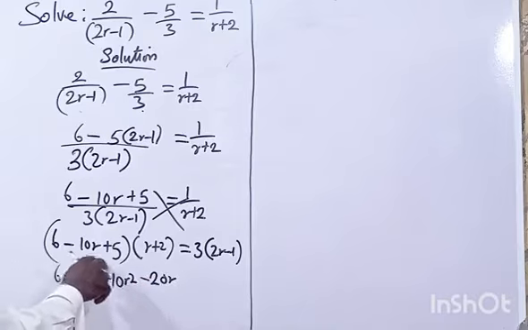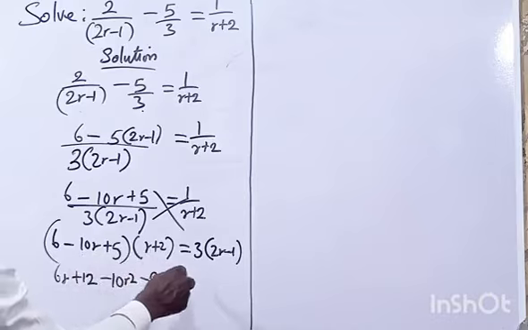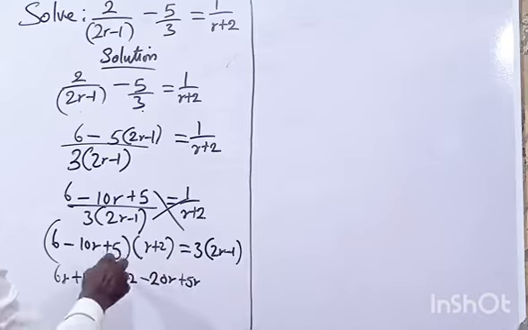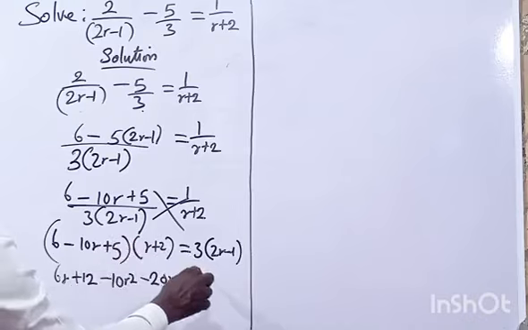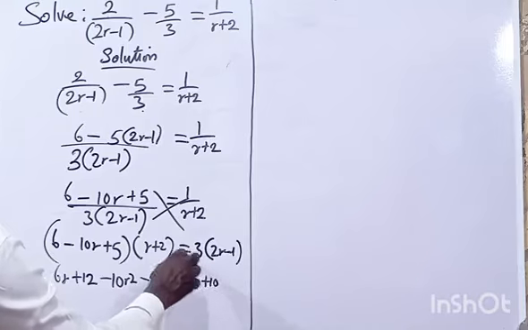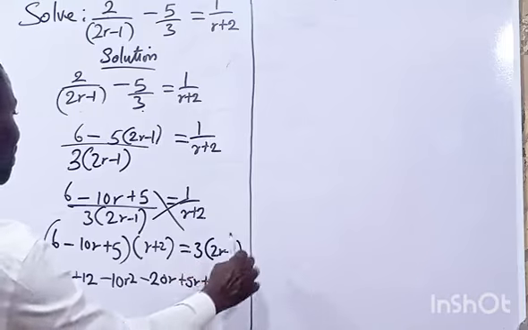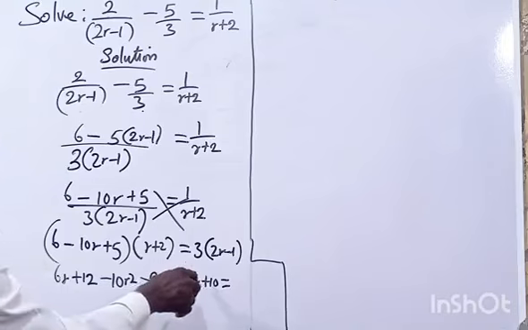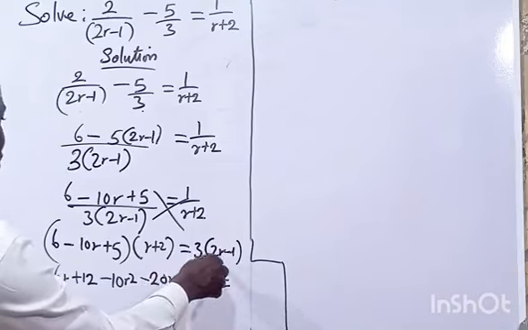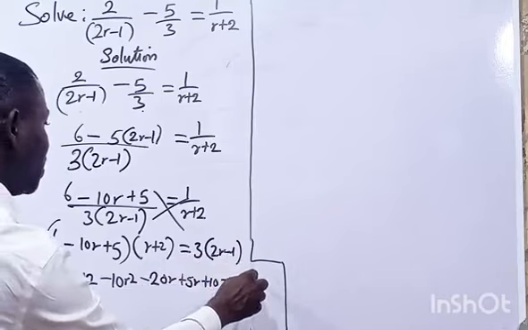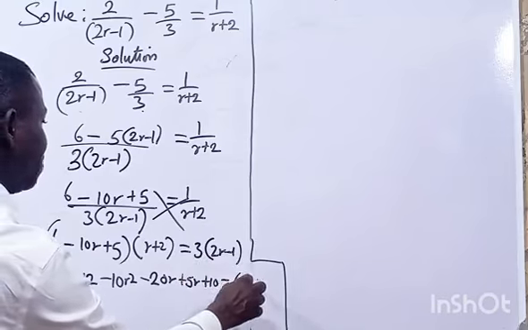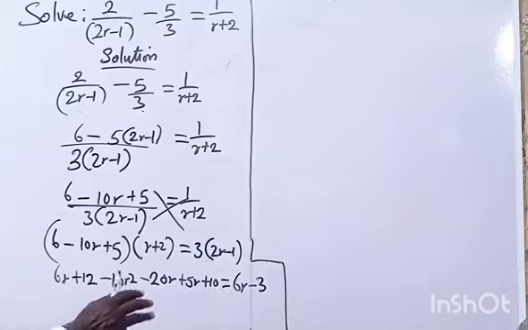Now we have used minus 10x. I am using 5 now. Plus 5 times x is plus 5x. Then plus 5 times 2 is plus 10, all equal to, now let's expand this place, 3 times 2x will be 6x, then 3 times minus 1 is minus 3. I will get it up to this level.